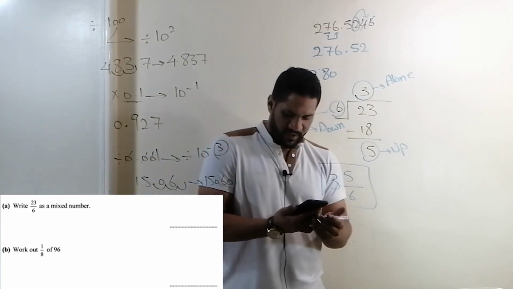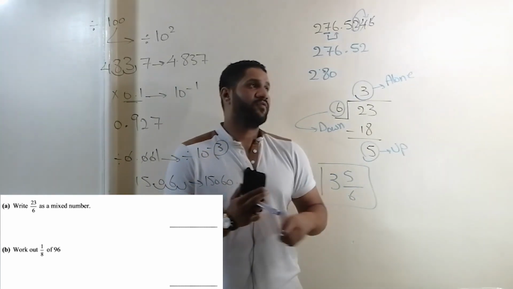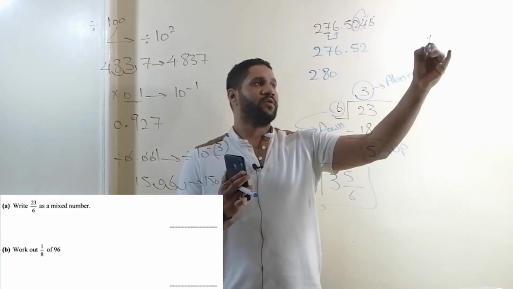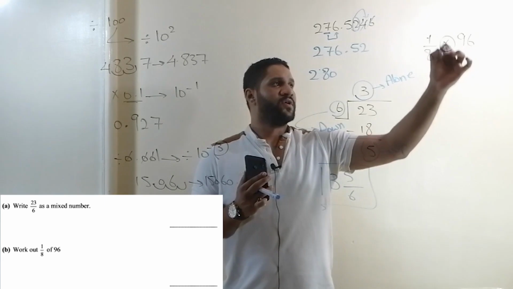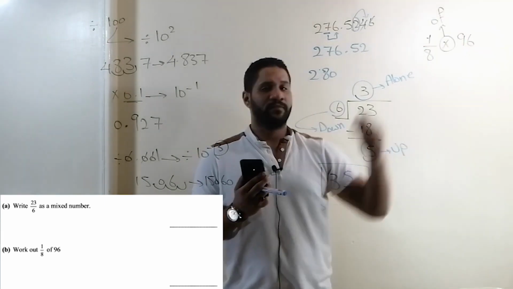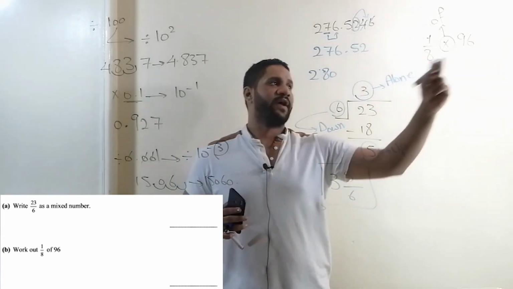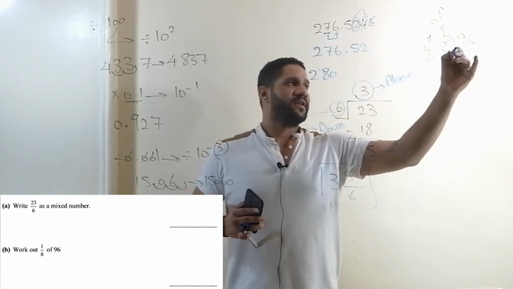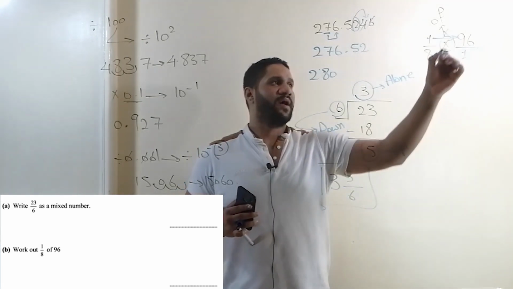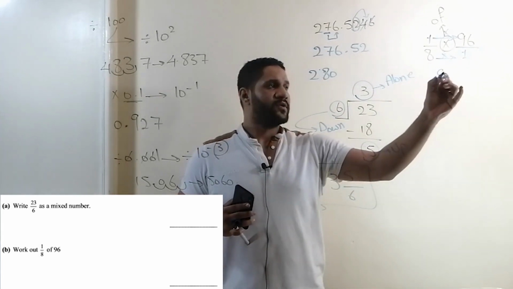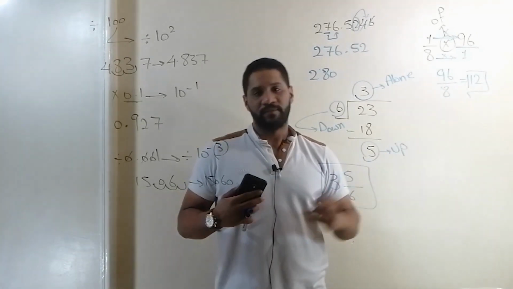Let's look at 12b. He asked me to find 1 over 8 of 96. The meaning of 1 over 8 of 96 is that "of" means multiplication. So the word "of" means multiplication. How can I multiply a fraction with a number? I can consider that this number's denominator is 1, and we always multiply up by up and down by down. So 96 over 8, which is 12.